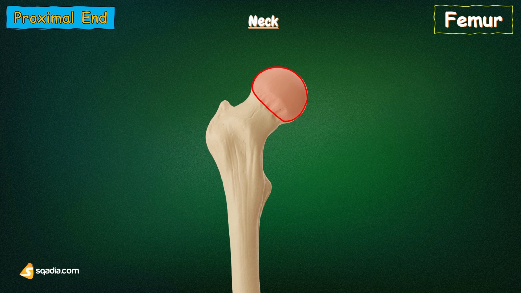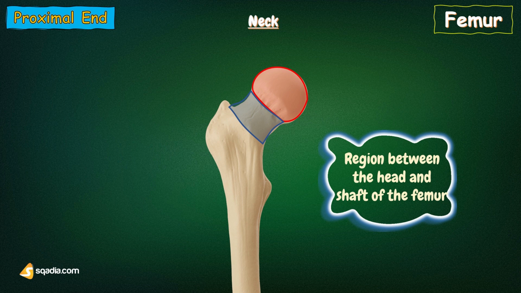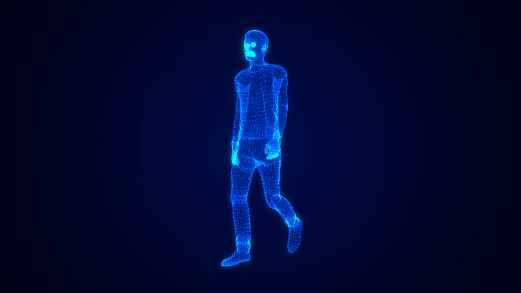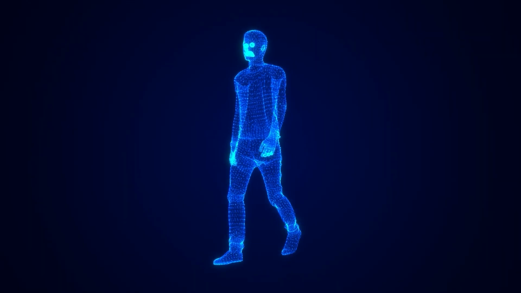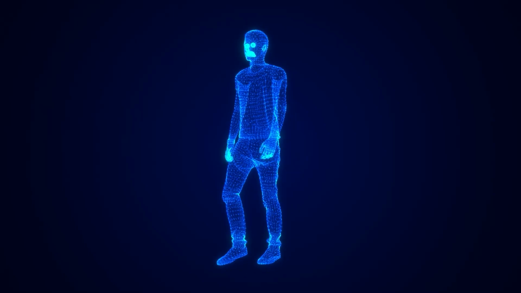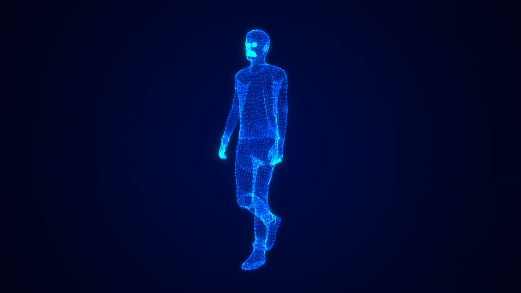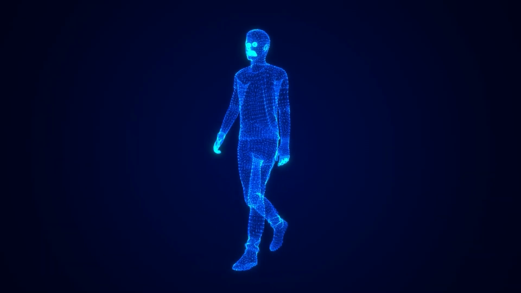Just below the head is the neck of the femur. The neck is the region connecting the head with the shaft of the femur. It is cylindrical and round, and projects in a superior and medial direction. A wide range of motion at the hip joint, such as walking, is achieved as it is set at an angle of approximately 135 degrees to the shaft. Due to this specific angle, we are able to move the hip joint.